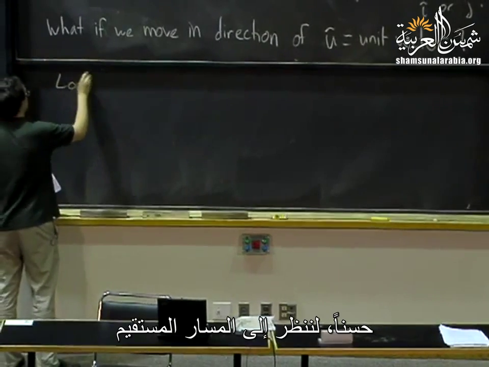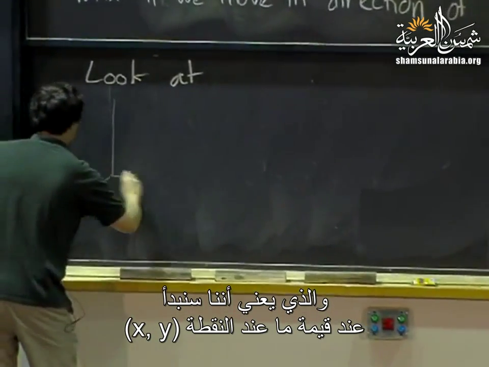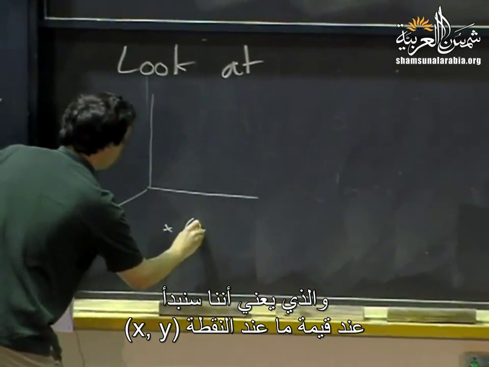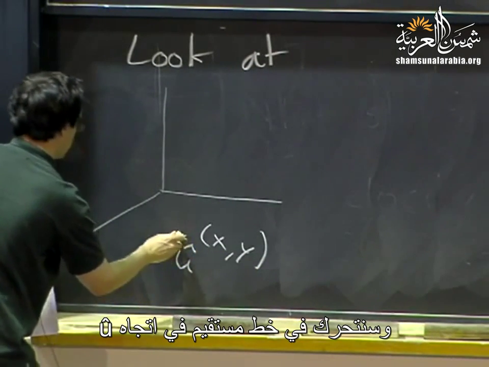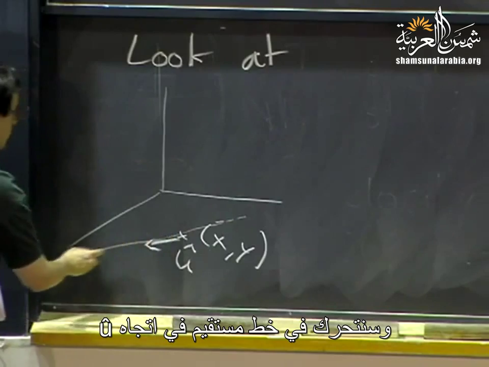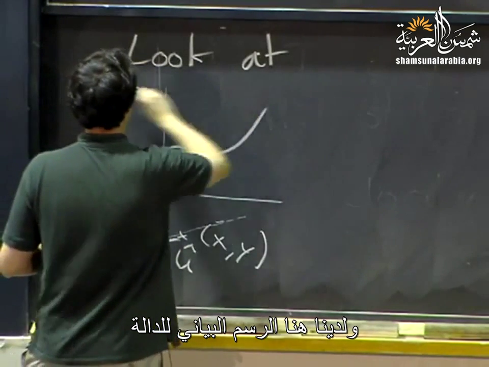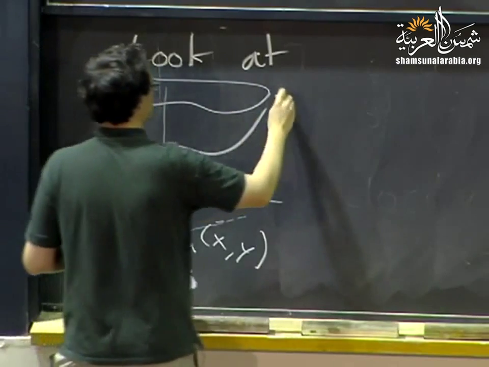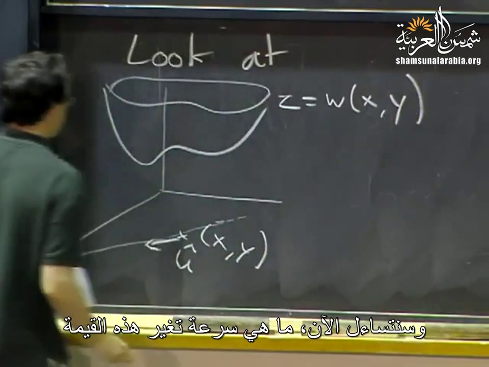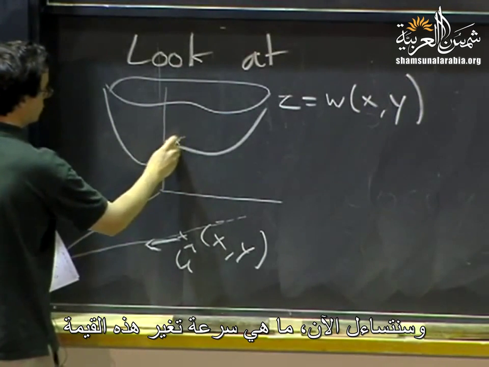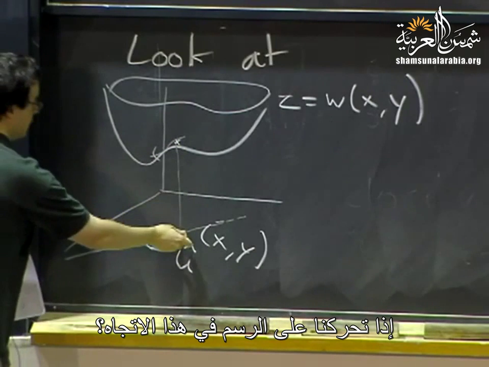Let's look at a straight line trajectory. What this should mean is I start at some value x, y, and there I have my vector u, and I'm going to move in a straight line in the direction of u. And I have the graph of my function. I'm asking myself, how quickly does the value change when I move on the graph in that direction?